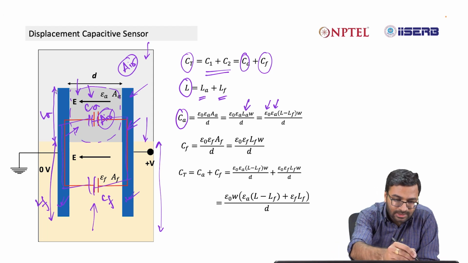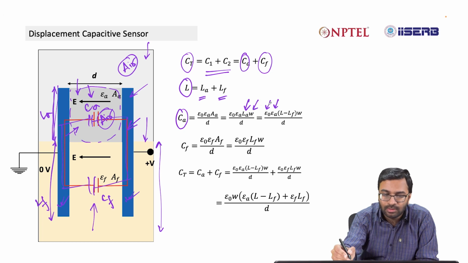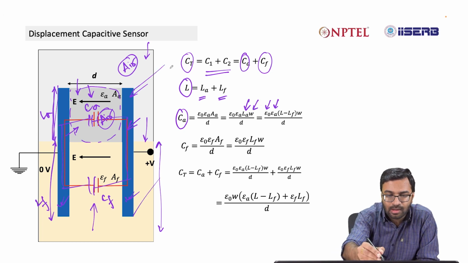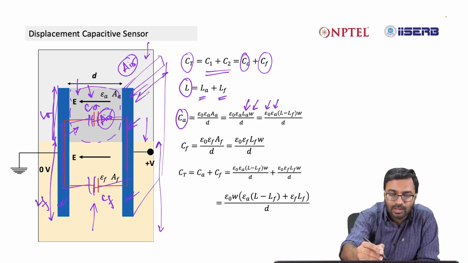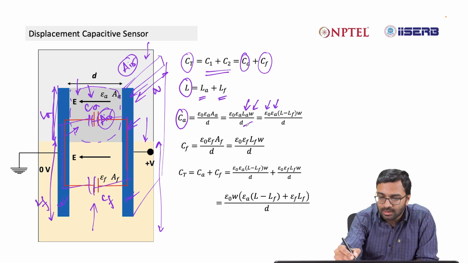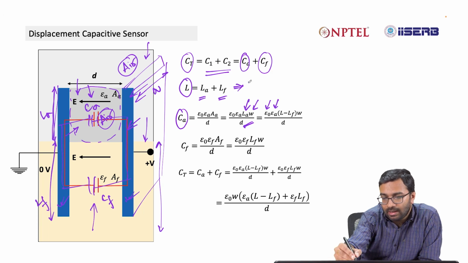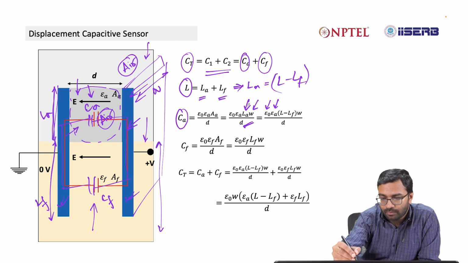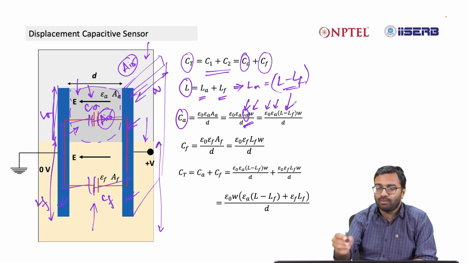times A, where A is your length and then width W. So the width of this capacitor, for air as well as fluid, is W, which is constant. So this is the equation for Ca. From here you will find La is nothing but L minus Lf. So we have replaced La with L minus Lf, and you will have the equation which is shown over here.